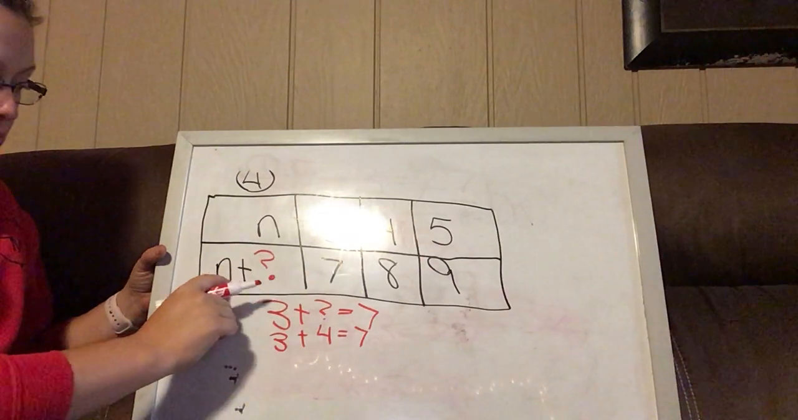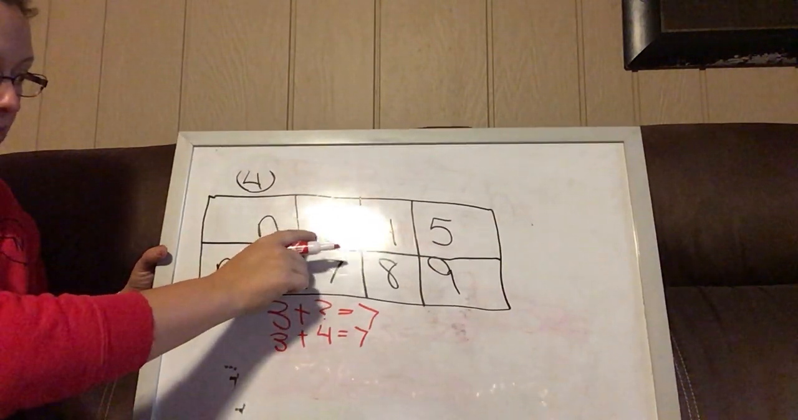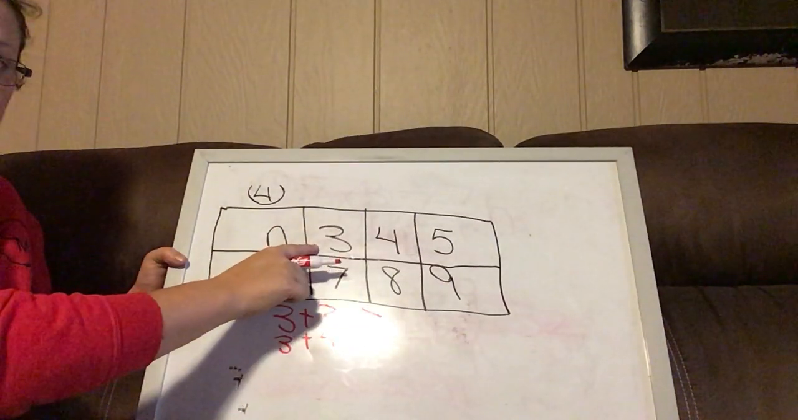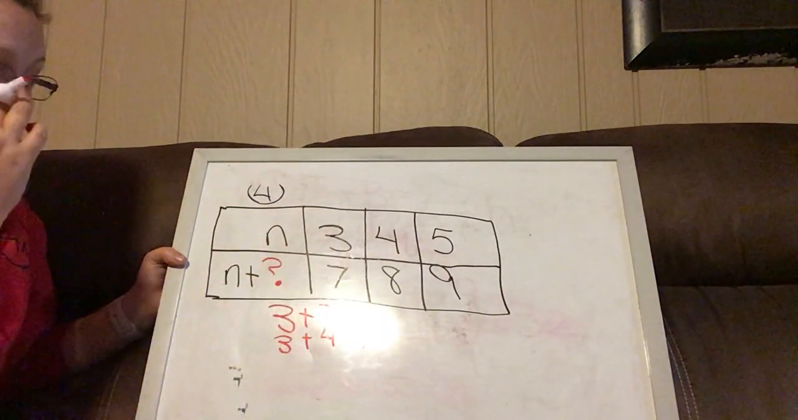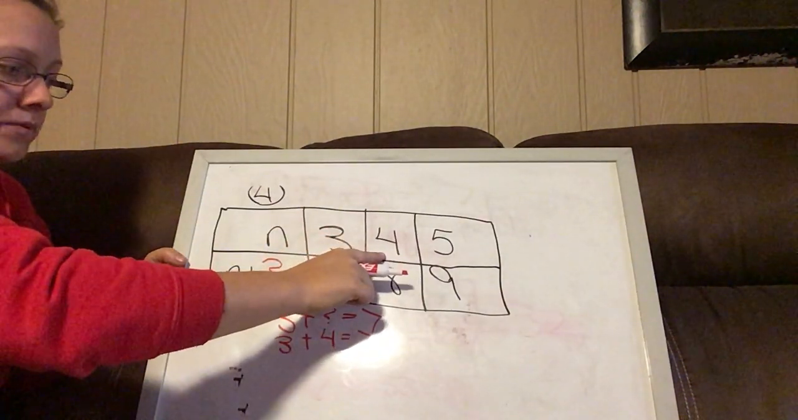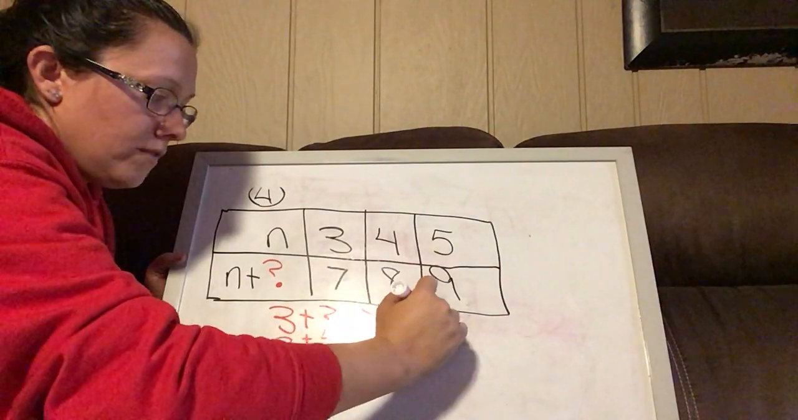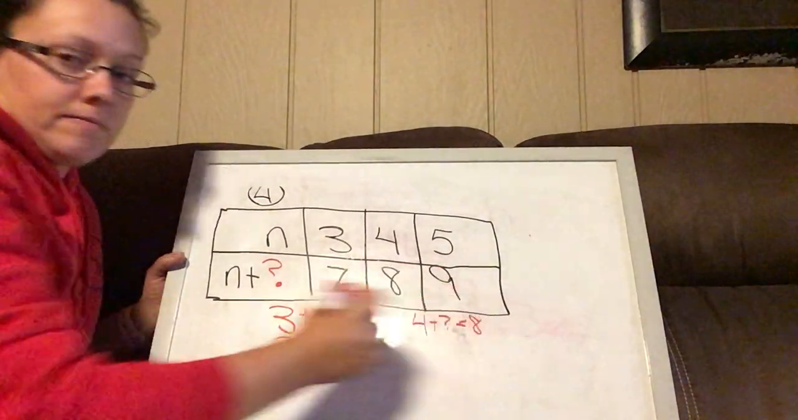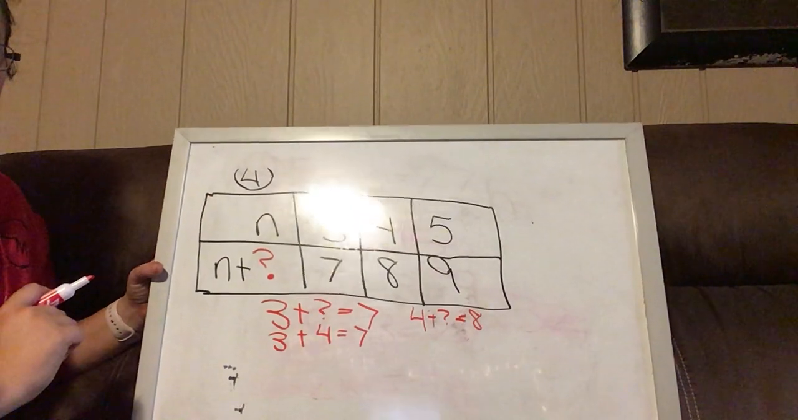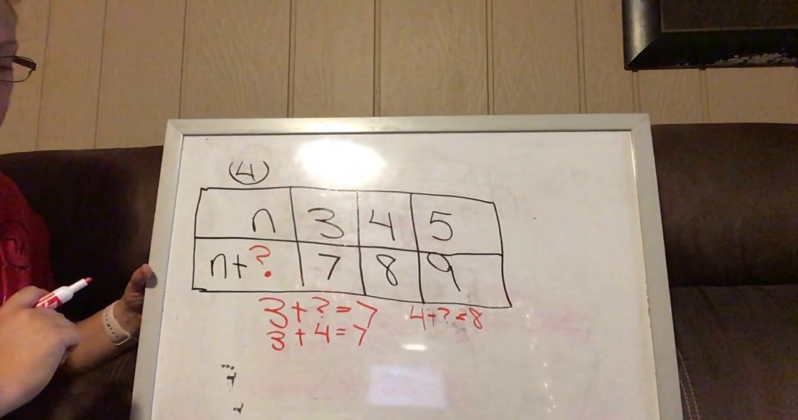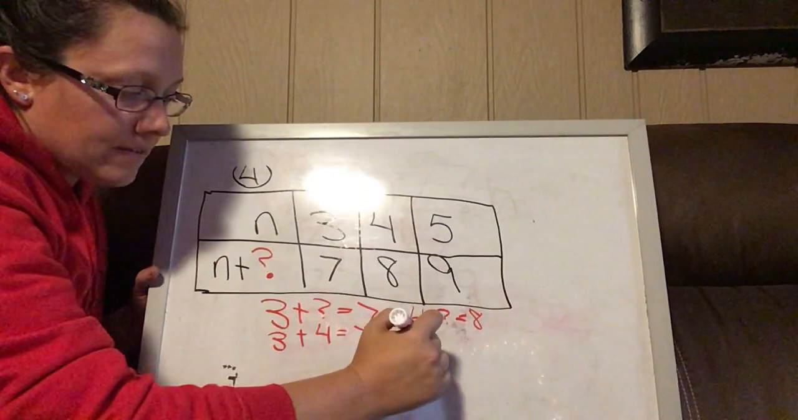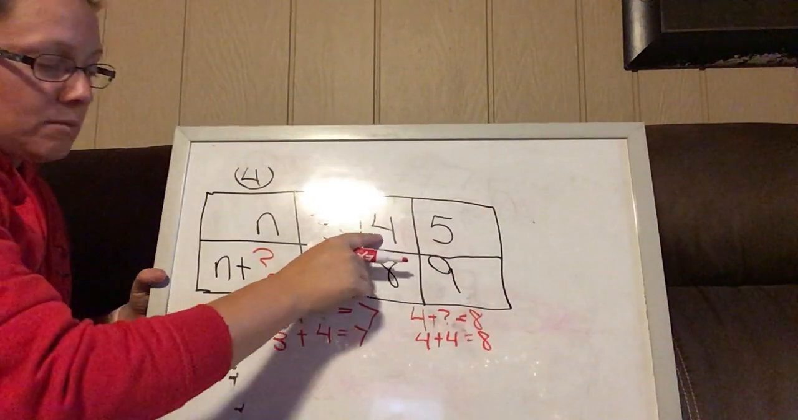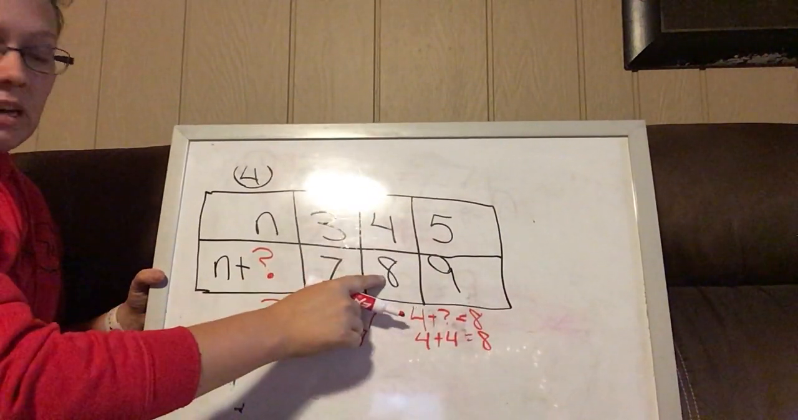Okay, so for this to be true, n plus 4 here would give me 7. 3 plus 4 would give me 7. Let's try the next one. If n is 4, all right, so let's look here. 4 plus what number equals 8? Let's count up. 4, 5, 6, 7, 8. 4 plus 4 equals 8. So my n is 4. 4 plus 4 equals 8.